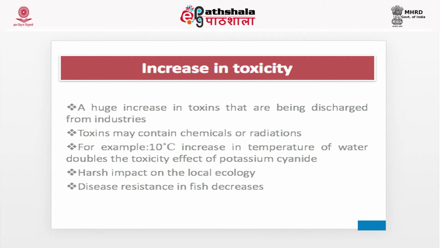So with the constant flow of high temperature discharge from industries, there is a huge increase in the toxins that are being discharged into the natural water bodies. These toxins may contain chemicals or radiations that may have a harsh impact on the local temperature of waters. For example, a 10 degrees Celsius increase in temperature of water doubles the toxicity effect of potassium cyanide, while an 80 degrees Celsius rise in temperature triples the toxic effects of orthoxylene, causing mass mortality of fish.